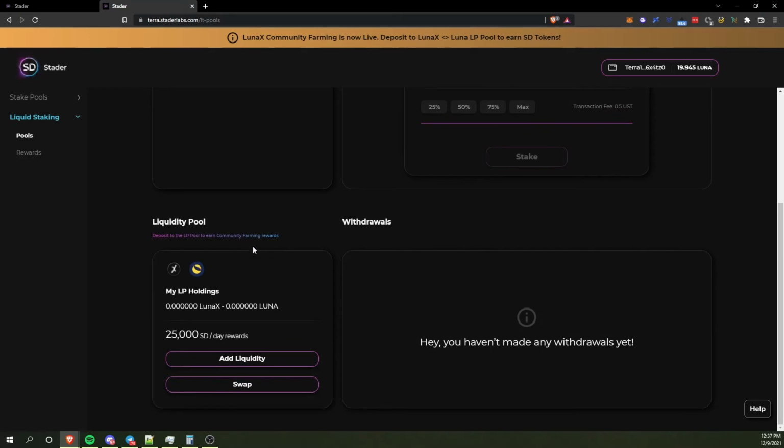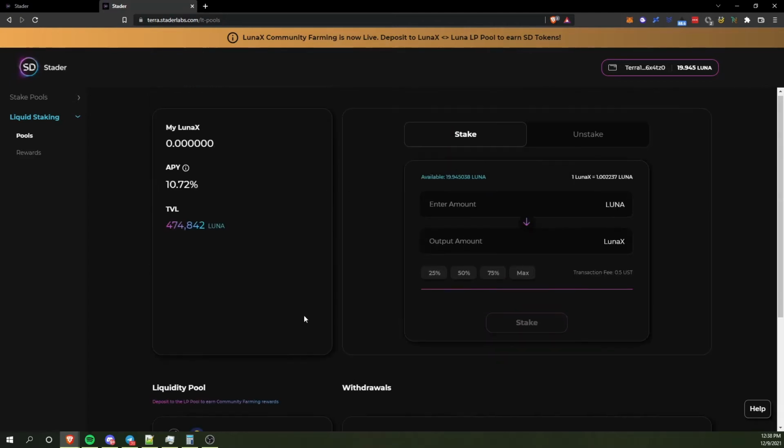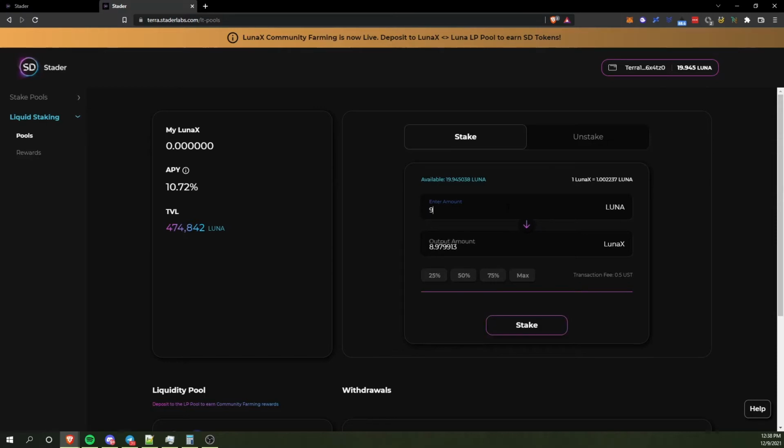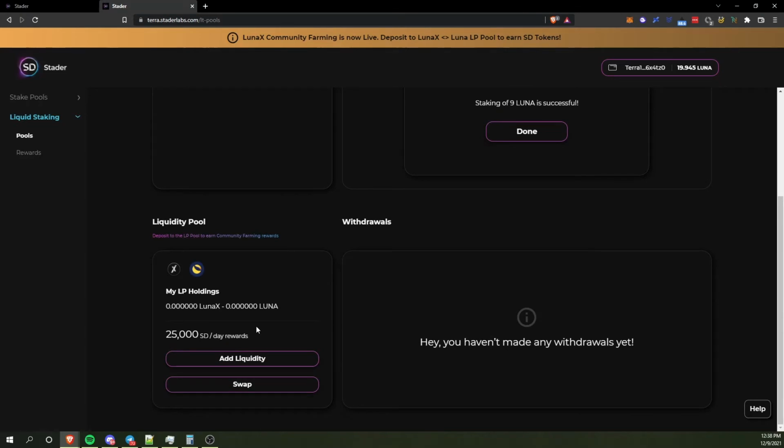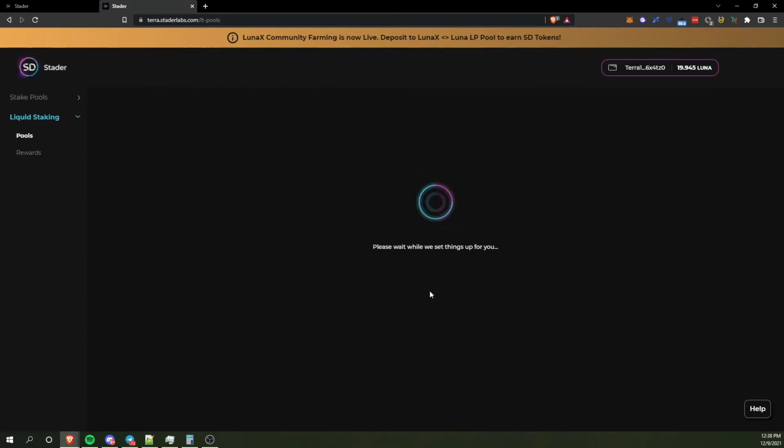You can also stake your LP here with LunaX and Luna to earn additional Stader token rewards, so I'm going to go ahead and do that. I have already checked the swapping with Terraswap, as well as here on Stader Labs, and you do get a better exchange rate here with Stader. So we're going to go ahead and stake here on Stader and basically swap our Luna for LunaX. There we go. Staking of 9 Luna is successful. And so now we'll go ahead and provide liquidity here. Once the Stader website loads, we will provide our LunaX and Luna liquidity to earn those additional Stader token rewards.